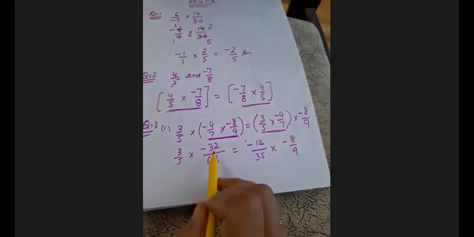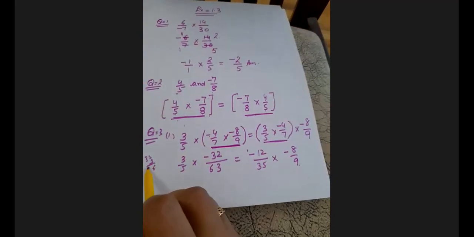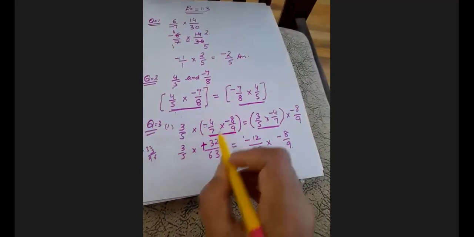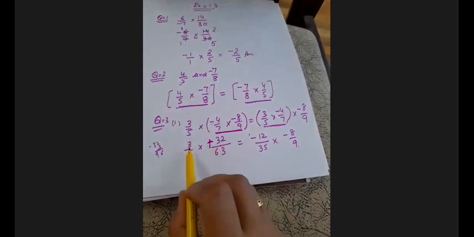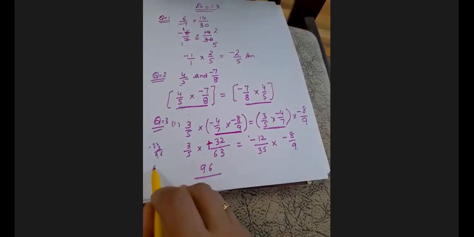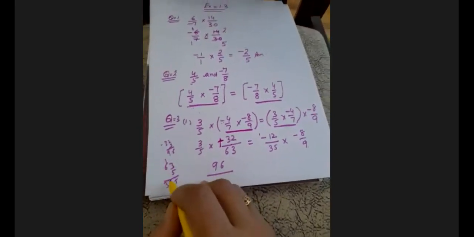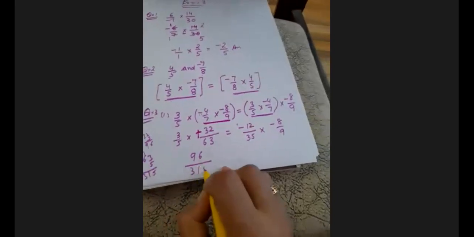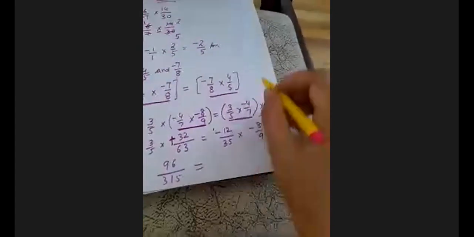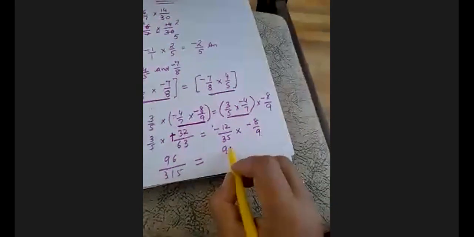Now students, in the second step, minus 32 multiply by 3, 3 2s are 6, 3 3s are 9. Minus 9, sorry, here we have plus, minus minus plus. 32 multiplied by 3 is 96, and 63 multiplied by 5, 315. And on the right hand side, minus 12, minus 8, 12 8s are 96, minus minus plus 96.